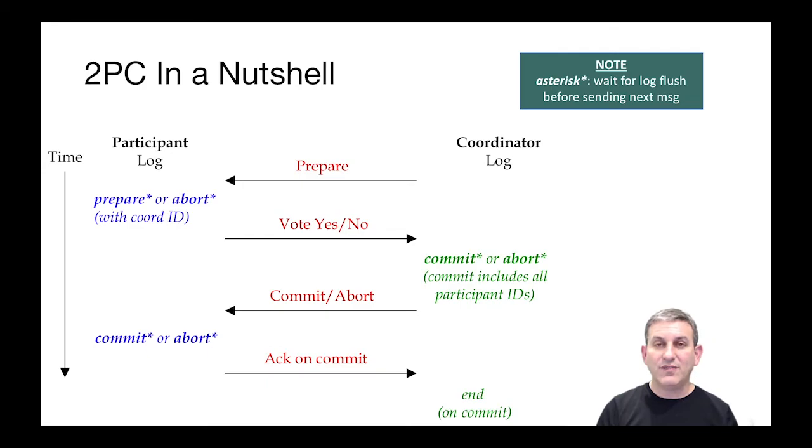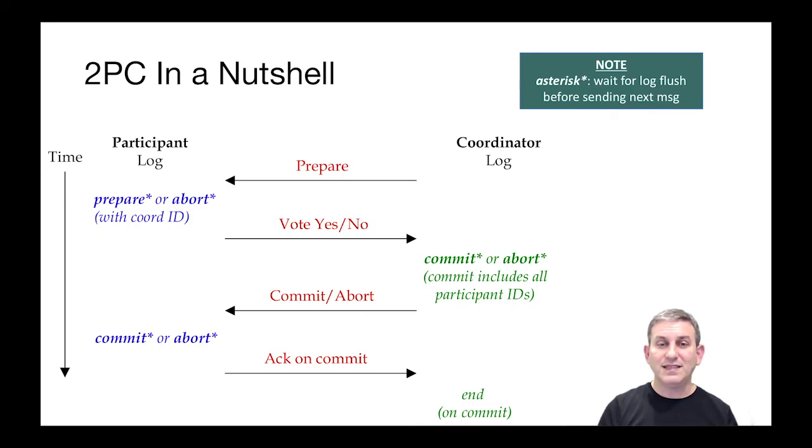And these log records have asterisks on them if they have to wait for the log flush before sending the next message. And you'll see in the protocol we've learned so far, all of those log records need to be flushed before a message is sent. And I'll tell you, we will not learn in this class, but there are optimizations to this protocol where we can avoid flushing some of these log records. We can lazily put them in the log tail and send our message afterwards without waiting for a flush. But we haven't learned those optimizations in this class, so you can assume that all these log records have to be flushed for the protocol to work.